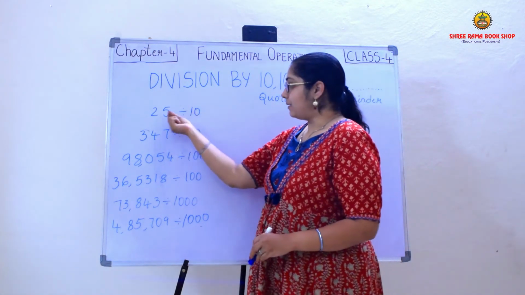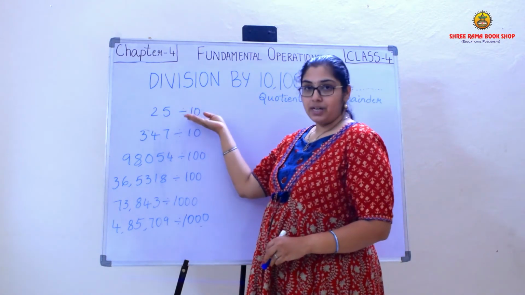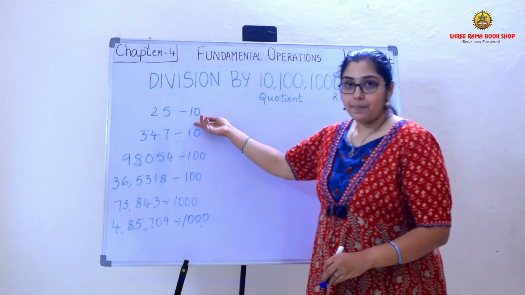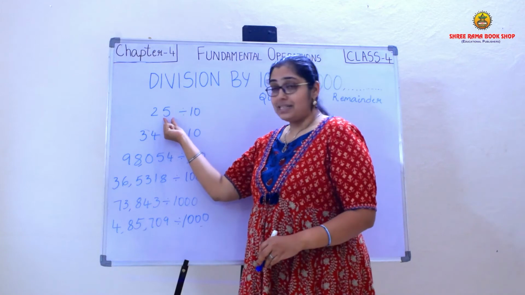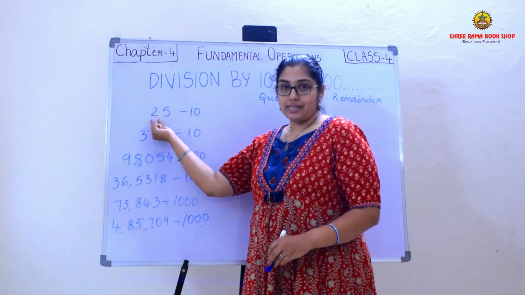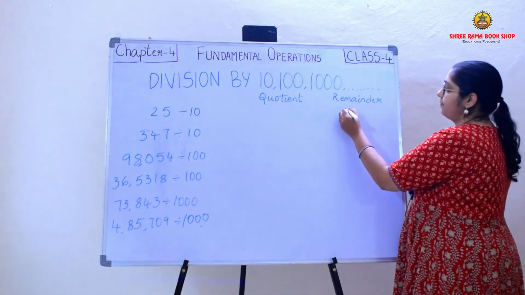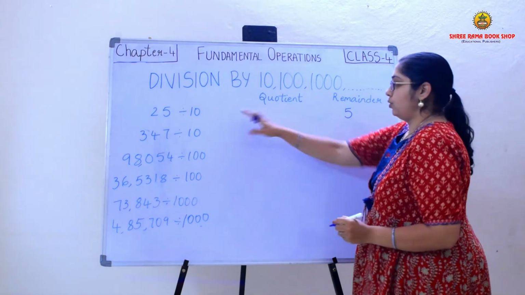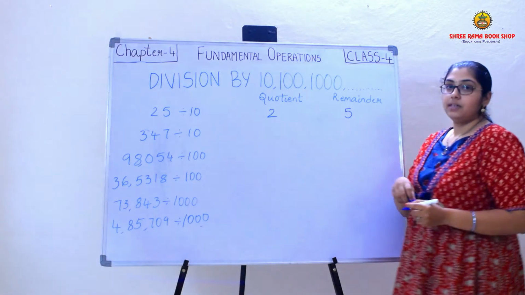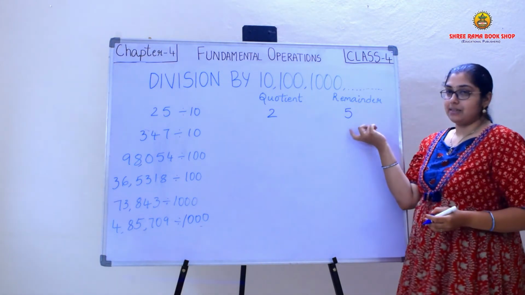In the first example, it is 25 divided by 10. When a number is divided by 10, the number in the ones place will be the remainder and the number in the tens place will be the quotient. Here the remainder is 5 and the quotient is 2, right? The quotient is 2 and the remainder is 5.